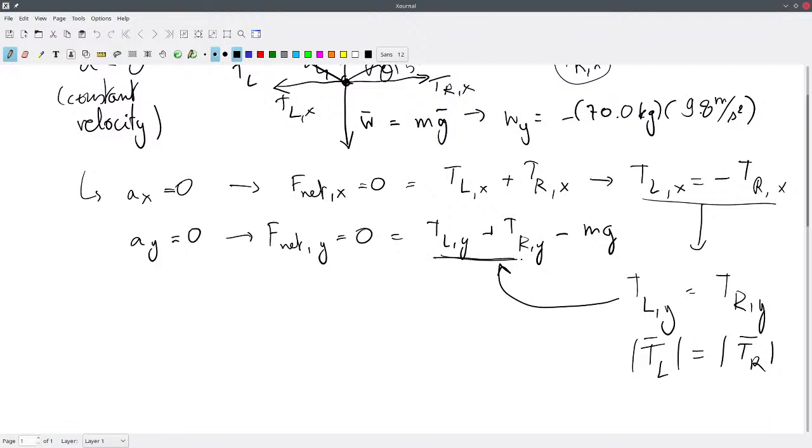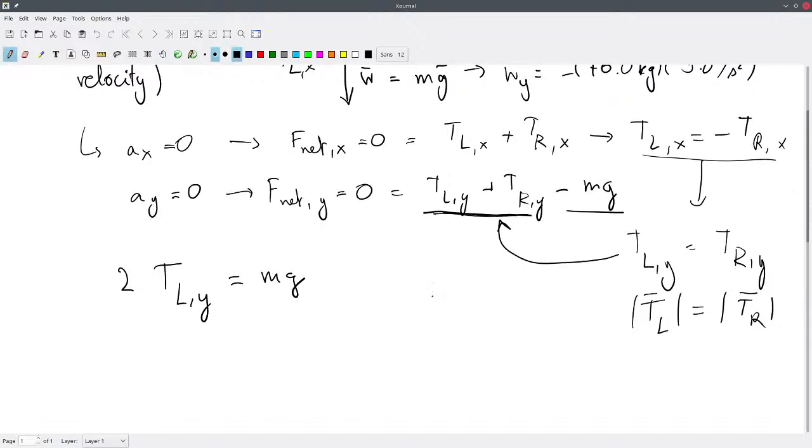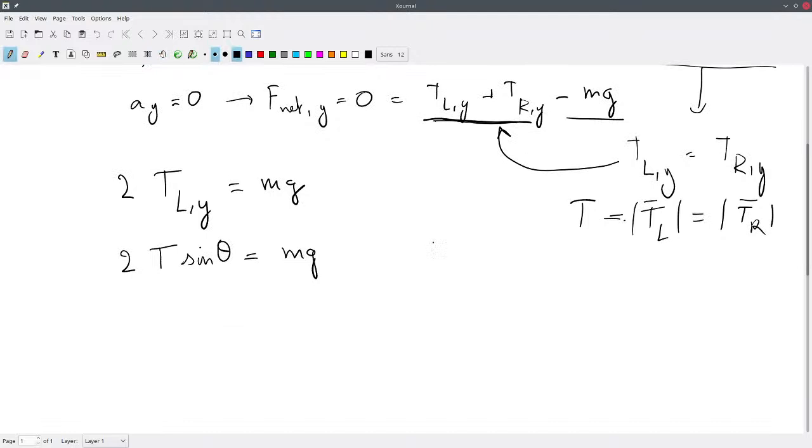That the sum of the tension in the y direction and the mass times the acceleration in the y direction, that must be 0. So that means that 2 times the tension, for example, in the y direction for the left component, must be equal to m times g. And the tension in the y direction is the total tension, which we'll call just capital T, times the sine of theta. That's equal to m times g. So the tension must be m times g over 2 times the sine of theta.